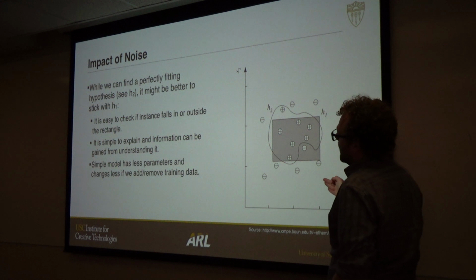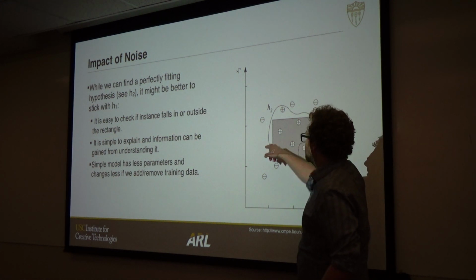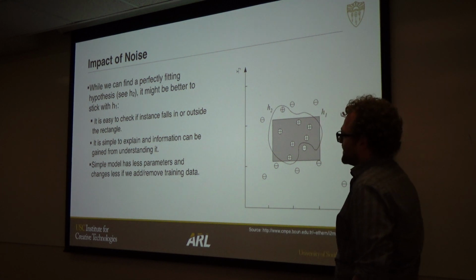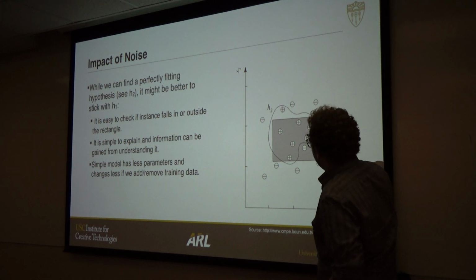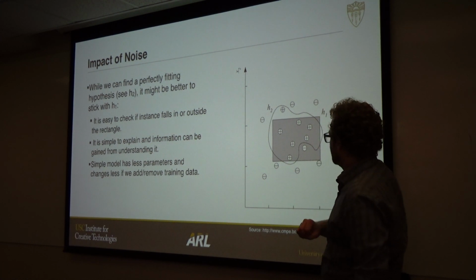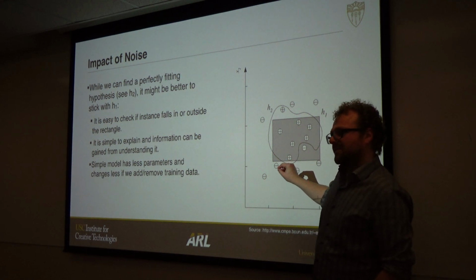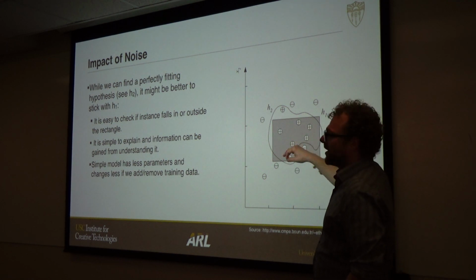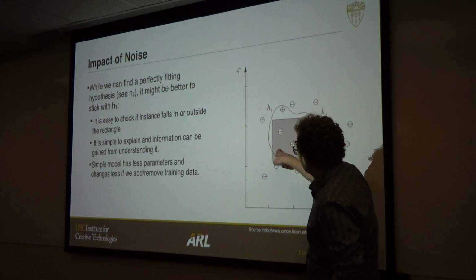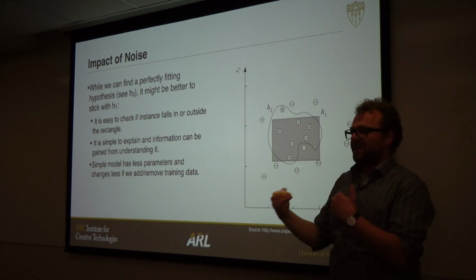And the simple model has fewer parameters to learn, whereas here we need to learn all these parameters. If I remove a training point, like this guy here, or this one, hypothesis 1 doesn't change a lot, but hypothesis 2 might change quite a bit. So if I throw a dot in here, it might learn something like this, right? So it might change a lot.